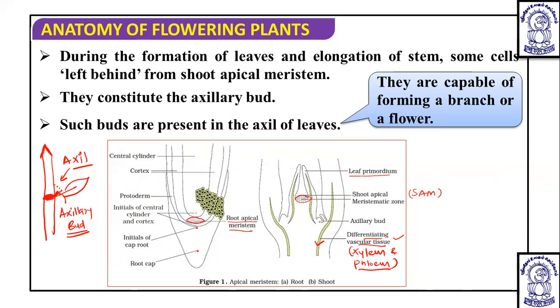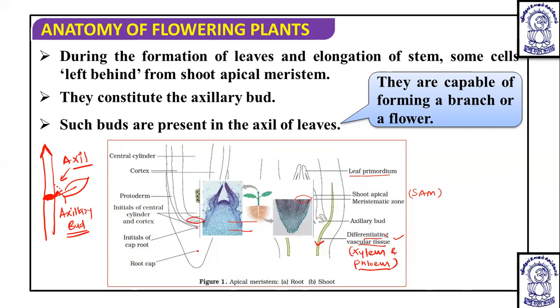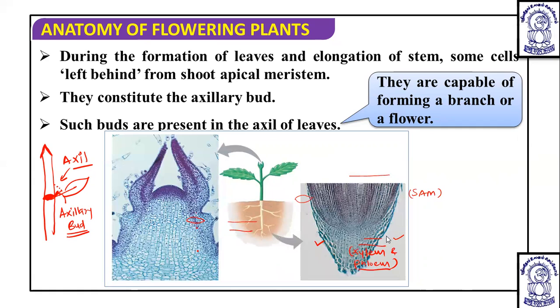Now here it is important to understand this term like undifferentiated, de-differentiated, differentiated. What are they that we need to understand? We will understand in the coming slides. So this is the actual diagram of the, we can say, shoot apical meristem and the root apical meristem.